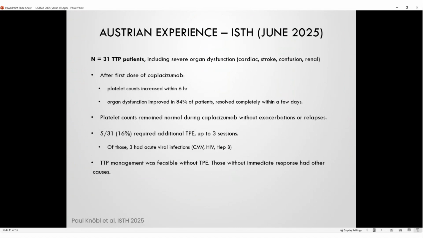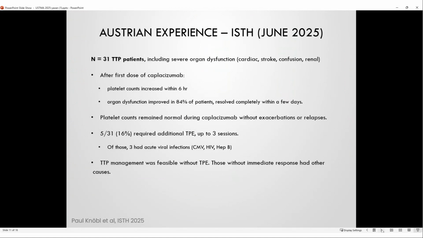And what the authors found was that there was a very quick improvement in platelet counts, as well as improvement in organ dysfunction, and a very low rate of exacerbation or requiring additional TPE. And of those who did not respond, so there were 5 patients who did not respond, 3 of them had alternate causes, such as viral infections, that authors believe were the reason for the lack of response.